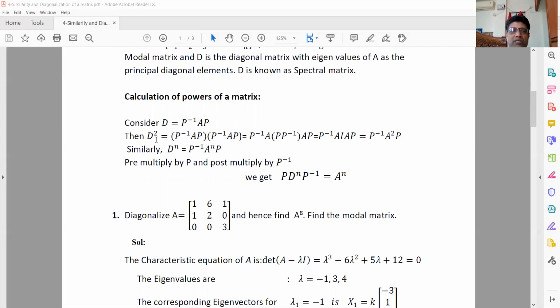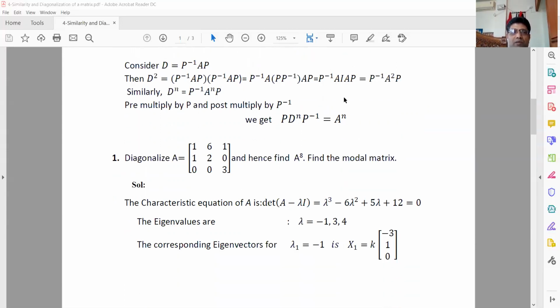Similarly, if I proceed, D power n is P inverse A power n P. But I want A power n. So I am pre-multiplying this with P and post-multiplying this with P inverse. Then you will get P D power n P inverse. So this is the formula to calculate the powers of a matrix.